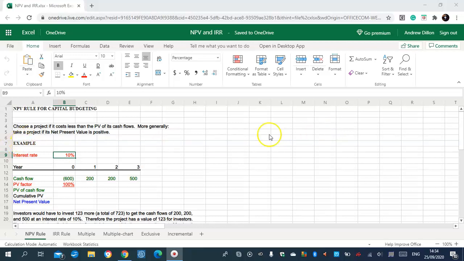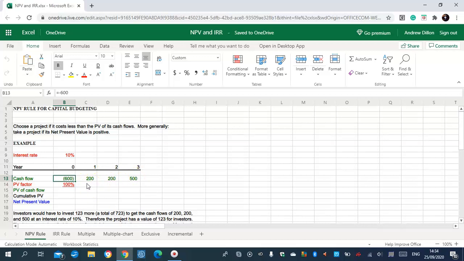It just says to choose a product if it costs less than the present value of its cash flows, or more generally, take a project if its net present value is positive. The interest rate is, for example, 10%. Cash flows are 600, 200, 200, and 500.